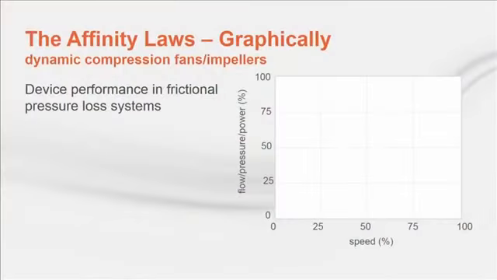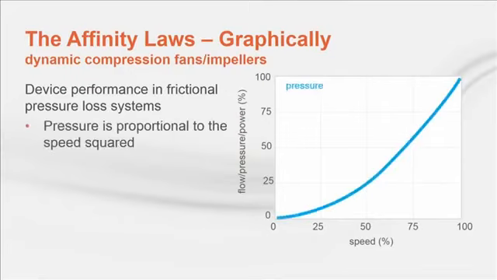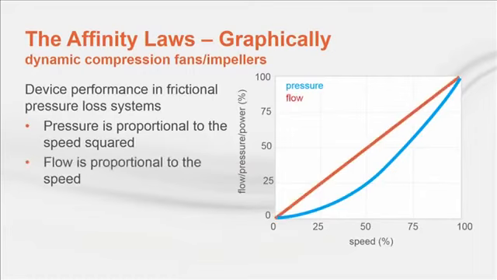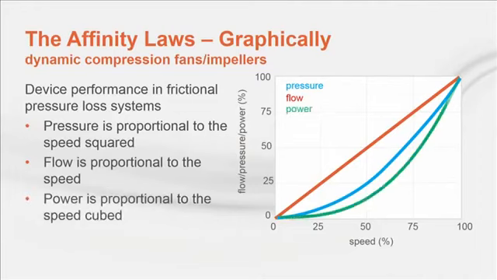I'm a visual learner, so let's look at these principles graphically. So, for a device installed in a system with frictional-only pressure losses, we can see again that as the rotating speed increases or decreases, the pressure produced varies proportionally to the square of the speed. The flow produced varies proportionally to the speed, and everyone's favorite, as the rotating speed increases or decreases, the power required varies proportionally to the cube of the speed. All of these go together.